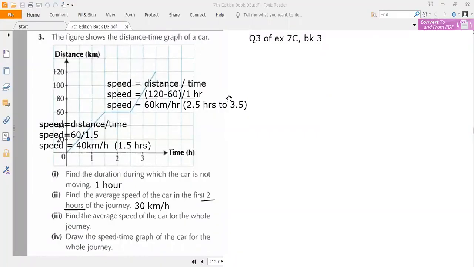I have shown every speed here in front of you. This tilted line is 40 kilometer per hour for the first 1.5 hours. This is 60 kilometer per hour from 2.5 hours to 3.5 hours. And this line in between is horizontal from 1.5 hours to 2.5 hours. Note this. When I draw it, you will get the idea. Maybe you are not getting it right now, but when I draw the whole graph, you will get the idea of what we were doing here.